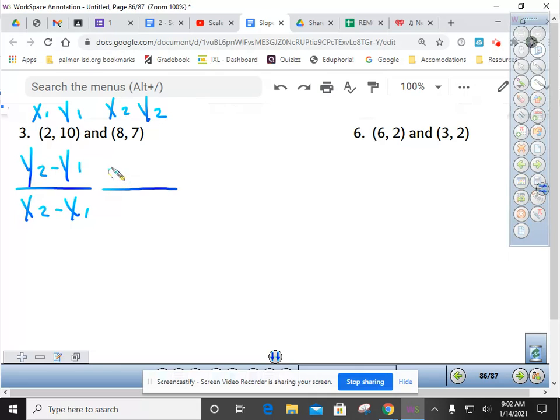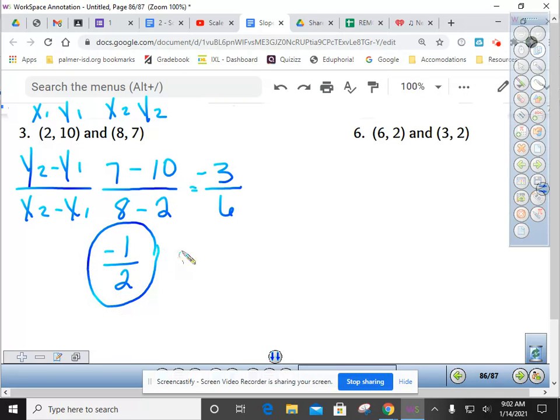What's Y2? 7 minus 10, and X2? 8 minus 2. What is 7 minus 10? What is 8 minus 2? 6. Is that lowest form? No, ma'am. Half. Negative 1/2. It's not negative 2. Negative 1/2. Number 6.